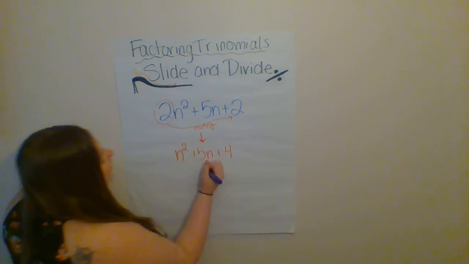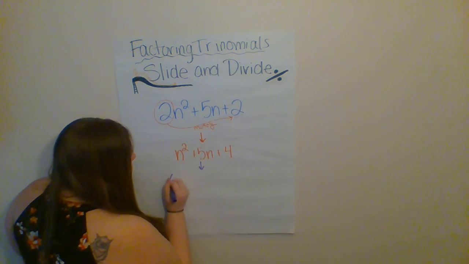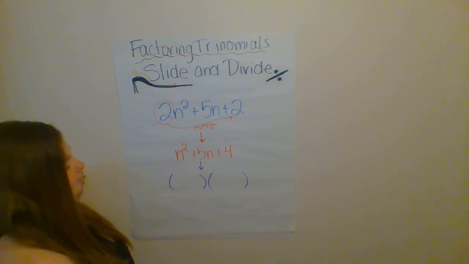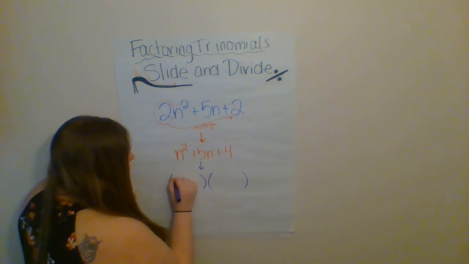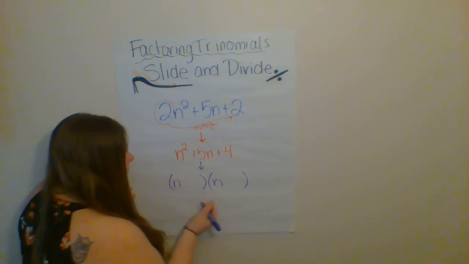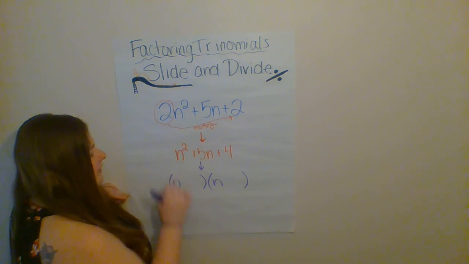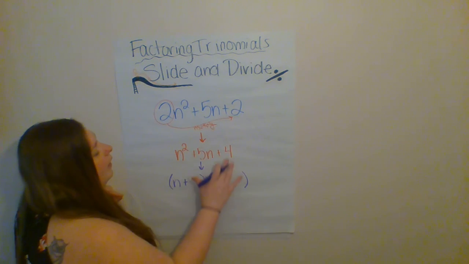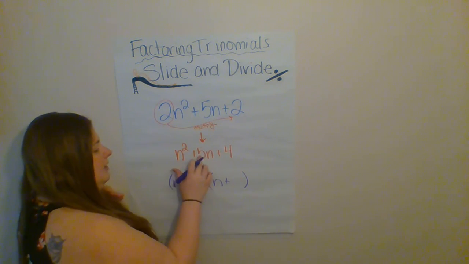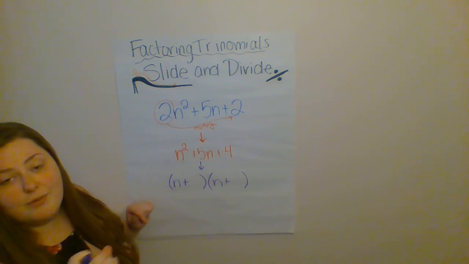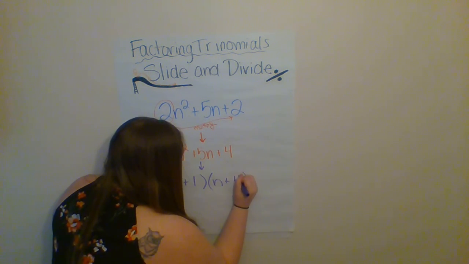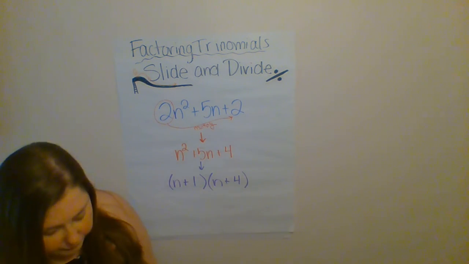From this, we are going to factor it into two binomials. So we're going to put n in both of them, because we know that n times n is going to give us that n squared. Now we have to figure out what goes here. We know that 4 times 1 is 4, and when we add 4 and 1 together, it is going to give us that 5. So we're going to have n plus 1 and n plus 4.